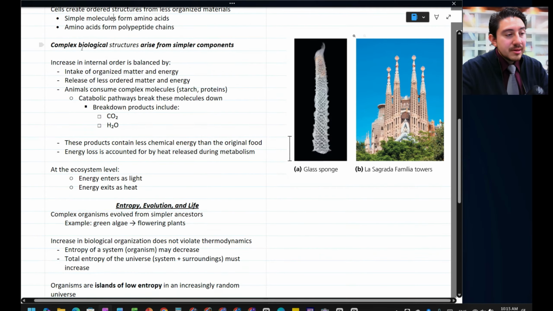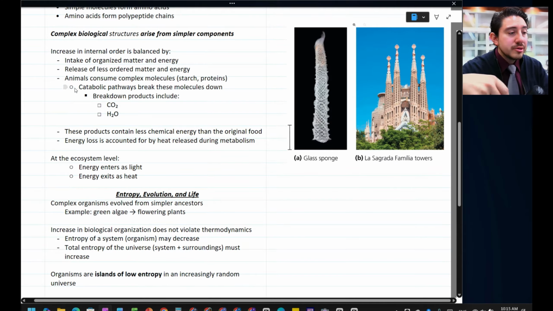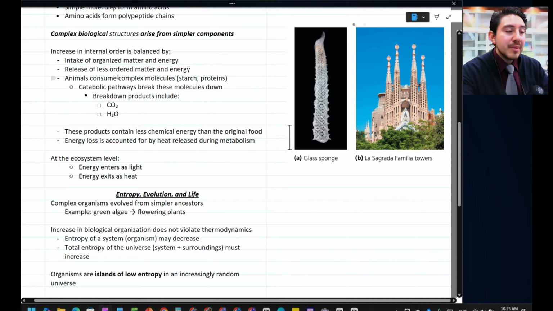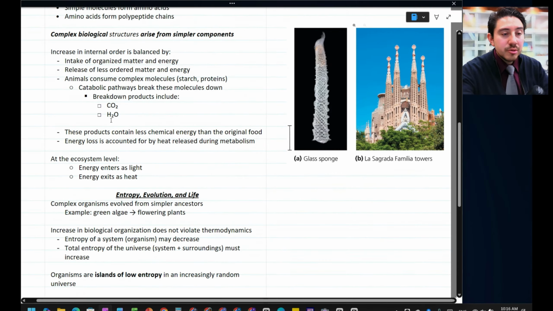And again, an increase in internal order is balanced by taking in matter and energy. You're consuming energy, you're taking in matter, and as a consequence, you're going to release energy as heat, carbon dioxide, and water, in the case of cell respiration. Less ordered matter. So animals consume complex molecules. These are catabolic pathways that break down to CO2 and water. But you were able to produce this particular structure.